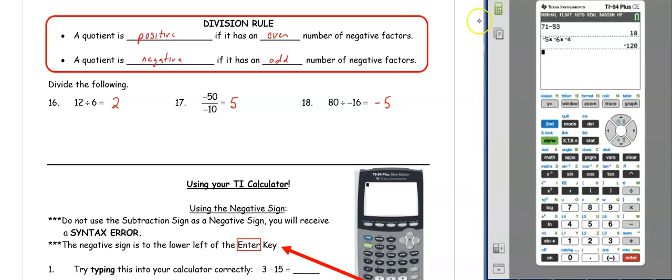The last part of this video, we're going to review a couple of skills for your graphing calculator.